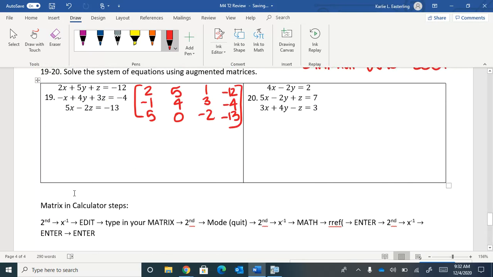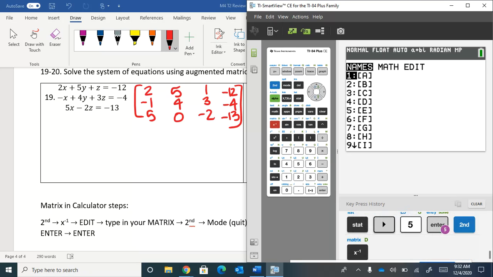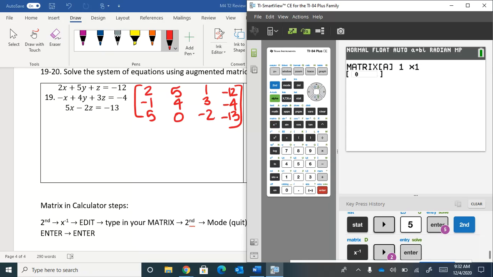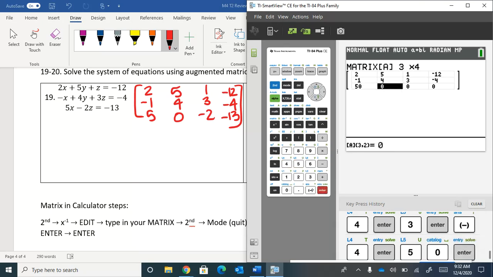The steps are given to you below on how to type these into a calculator, but I'll go over it with you again. So you're going to want to click second, x to the negative first, and it pulls up the matrices. So you're going to want to click over to edit, click enter. We are looking at a 3 by 4 matrix here, and we're going to input those values as we see them. So 2, 5, 1, -12, -1, 4, 3, -4, 5, 0, -2.